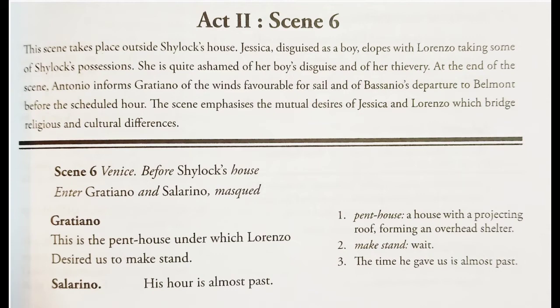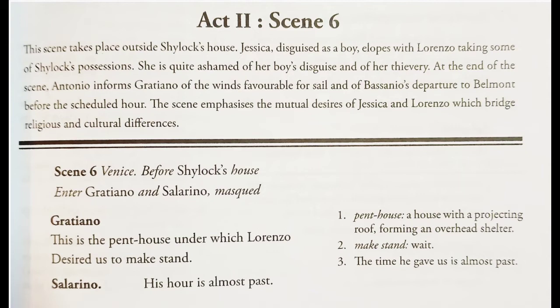At the end of the scene, Antonio informs Graciano of the winds favorable for sail and of Bassanio's departure to Belmont before the scheduled hour. So you see, the mask was planned, but the mask could not be held.